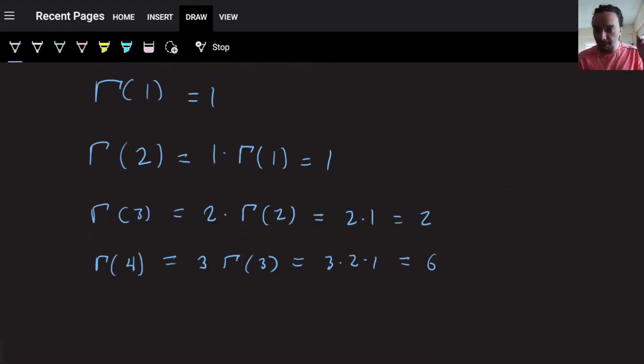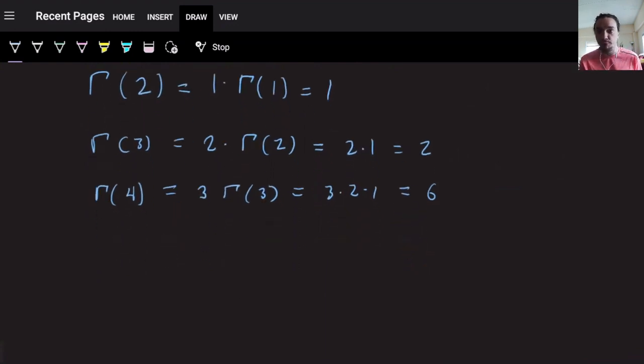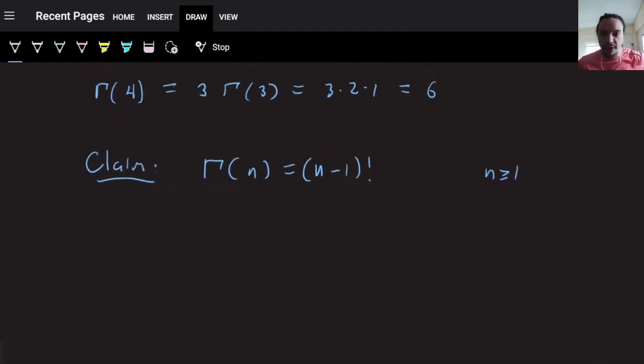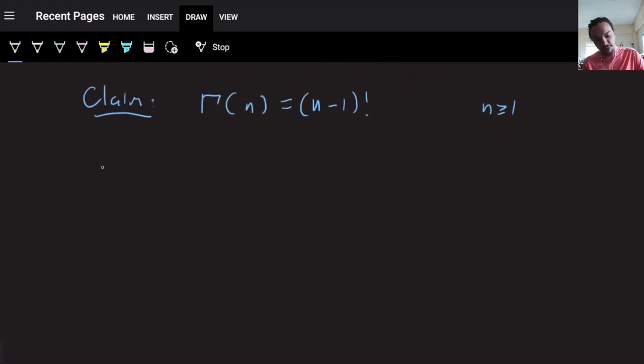Okay. We see that the gamma function is actually giving us the factorials. Well, it's giving us the factorials of the previous number. Okay. So for example, gamma of 4 gave us 3 factorial. So let's try to prove this. So let's try to prove that gamma of n is actually equal to n minus 1 factorial, as long as n is greater than or equal to 1. How do we prove something like that? We use induction. So how do we do induction?